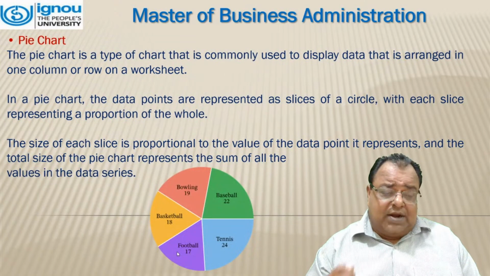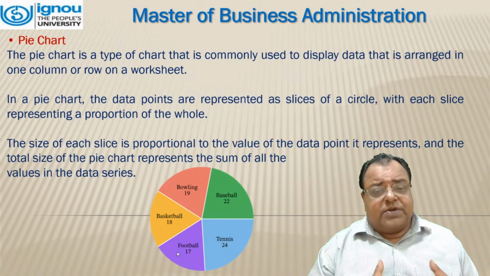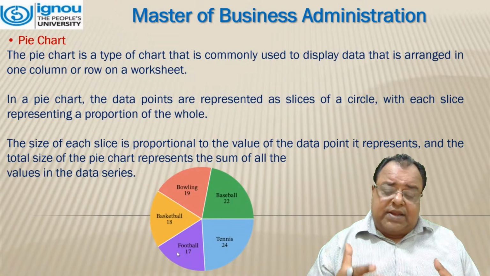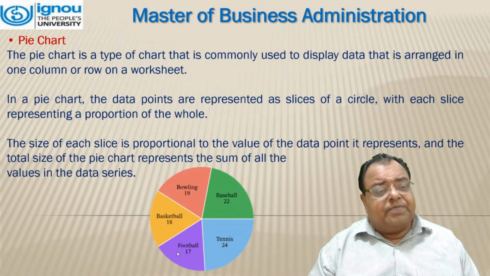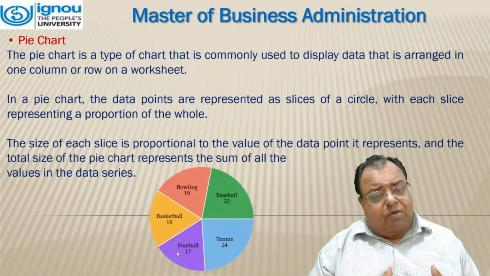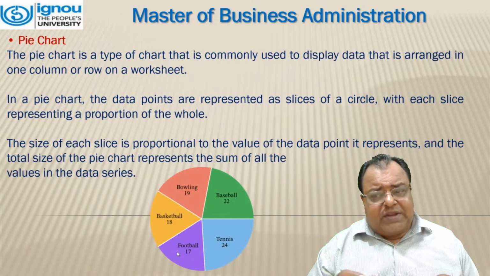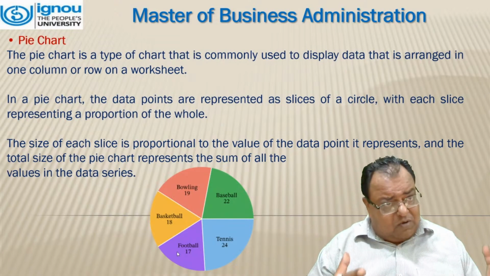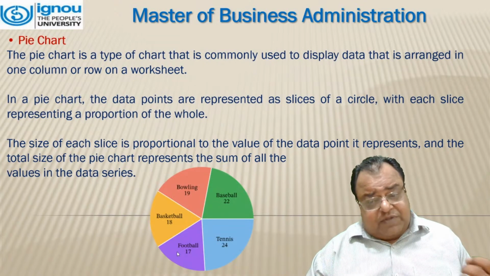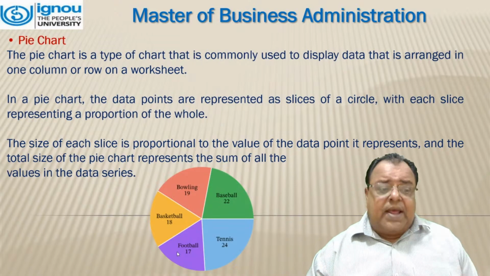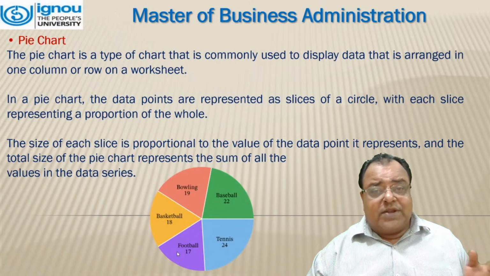Then comes the pie chart. The pie chart is a type of chart that is commonly used to display data that is arranged in one column or row on a worksheet. In a pie chart, the data points are represented as slices of a circle, with each slice representing a portion of the whole. The size of each slice is proportional to the value of the data point it represents, and the total size of the pie chart represents the sum of all the values in the data series.